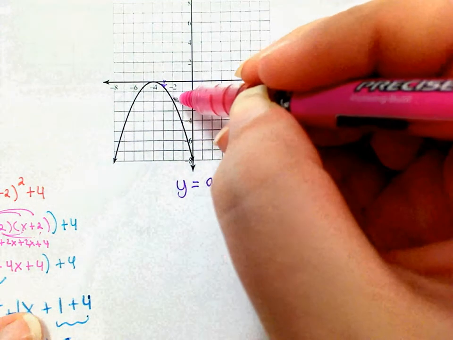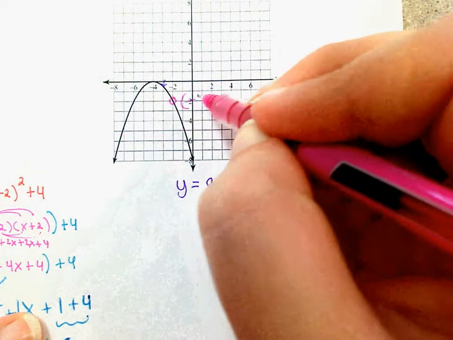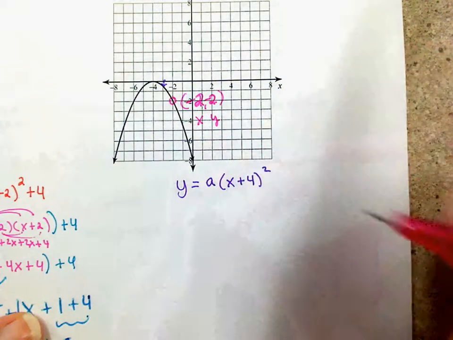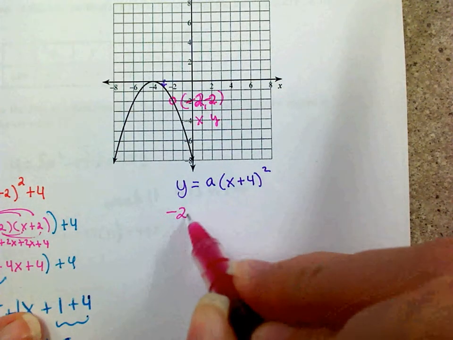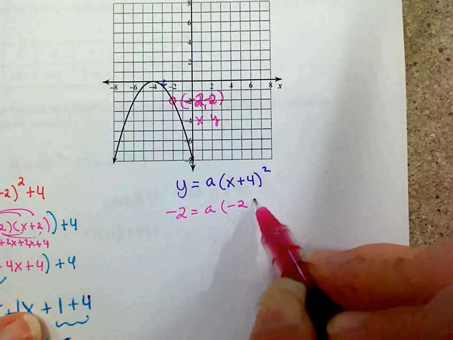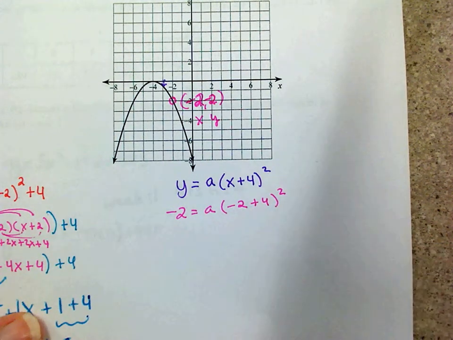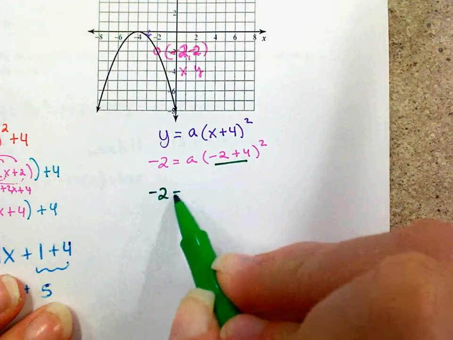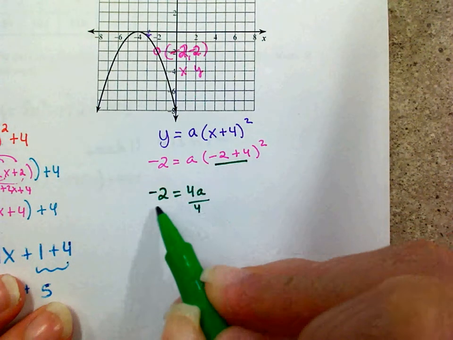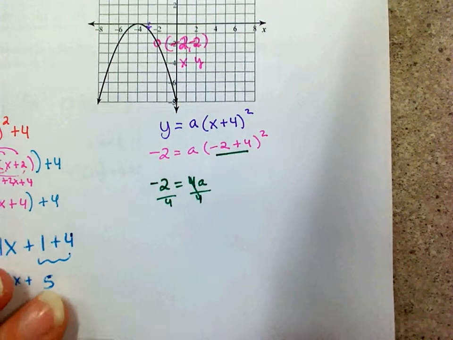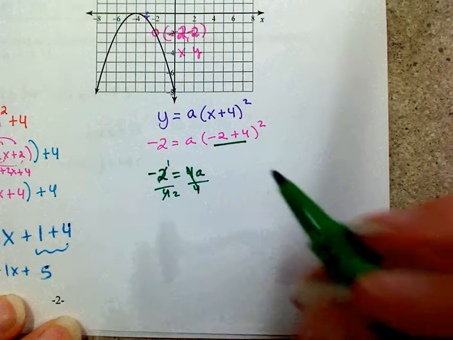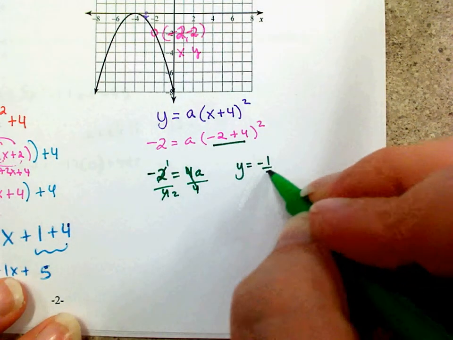Negative 2, negative 2? Okay, so I've got negative 2, negative 2. That's an x and a y, right? So in place of y, I'm going to put negative 2, leave A alone, and in place of x, I'm going to put negative 2, and then I'm going to work it out. What is negative 2 plus 4? It's positive 2. What's 2 squared? So negative 2 equals 4a. Divide by 4, and I get a negative 2 divided by 4, which simplifies to what? They each divide by 2, so negative 1/2. So y actually equals a negative 1/2 times x plus 4 quantity squared.